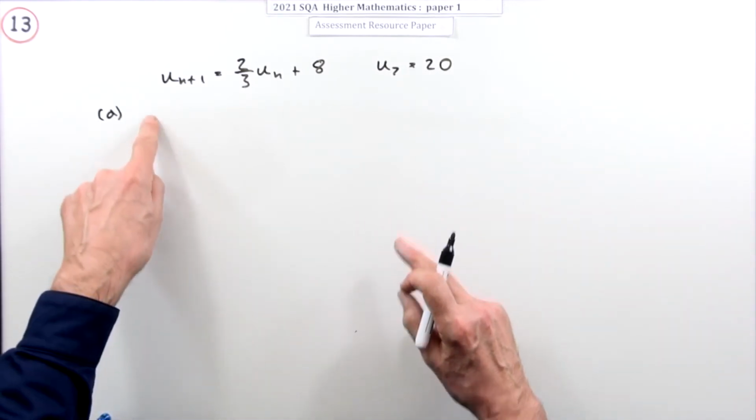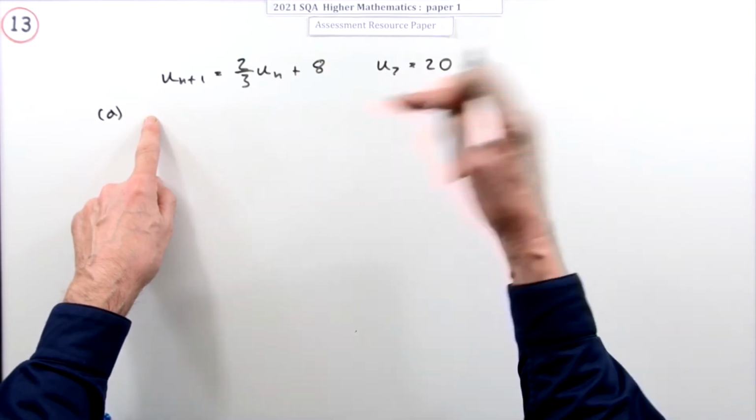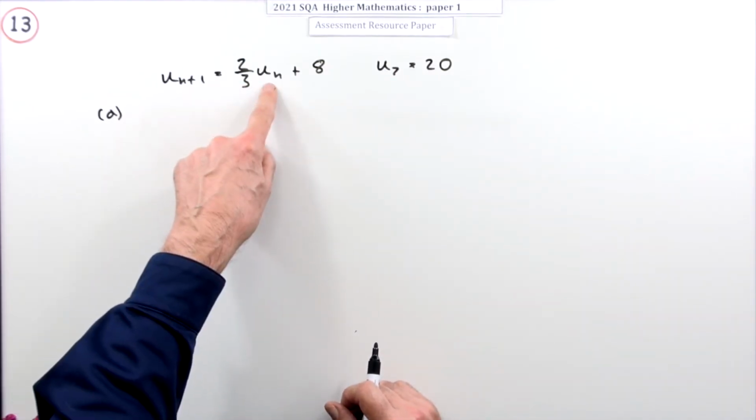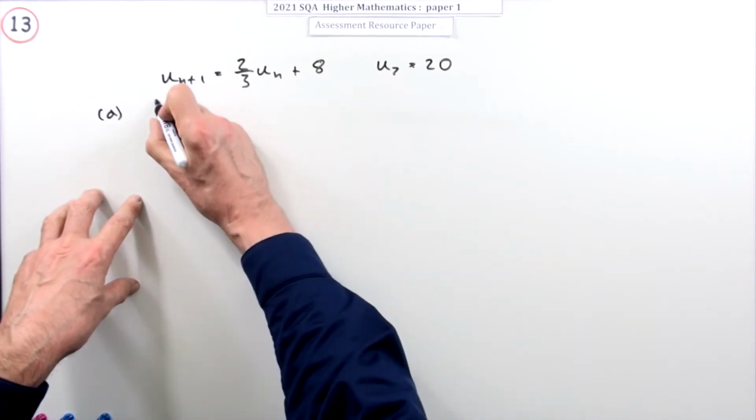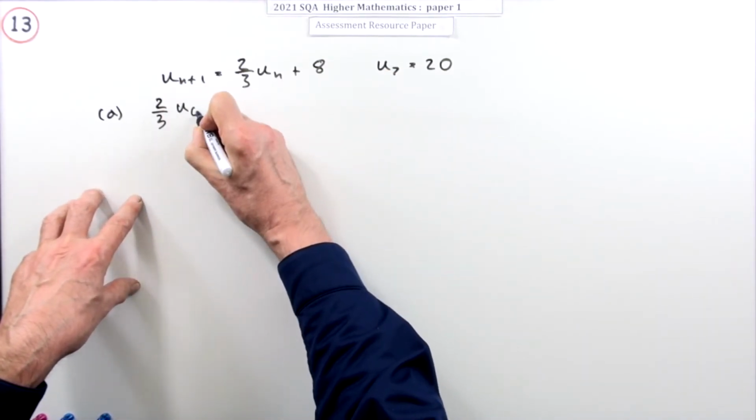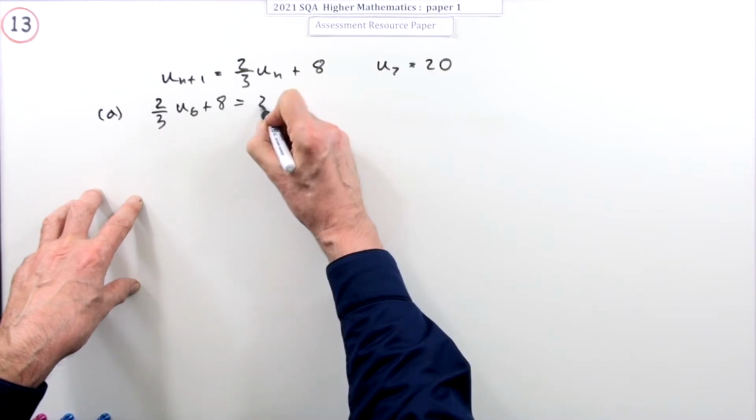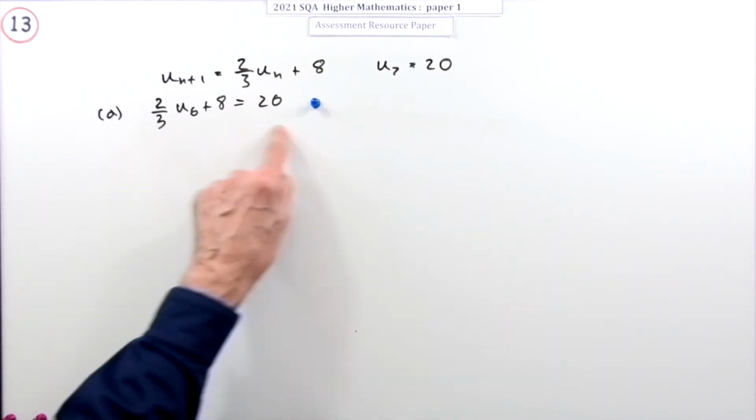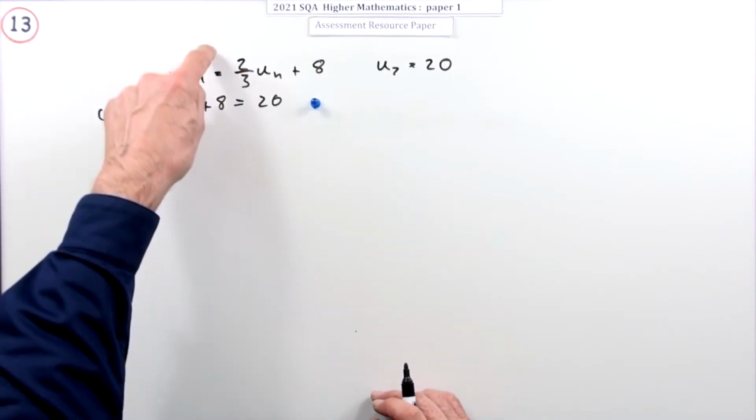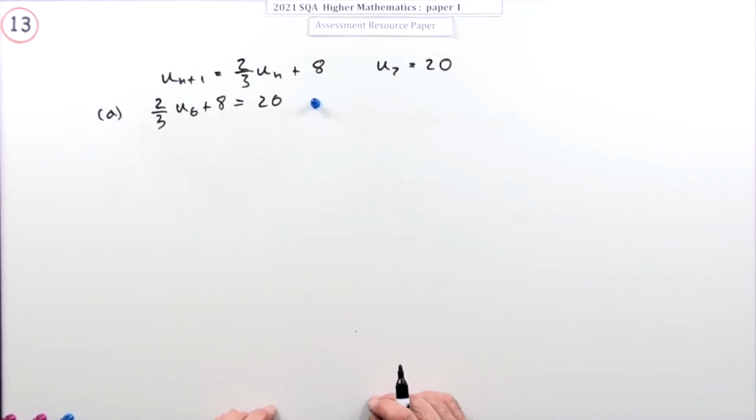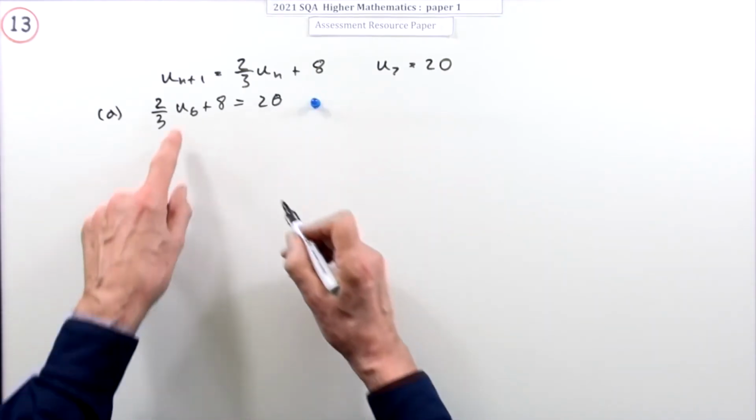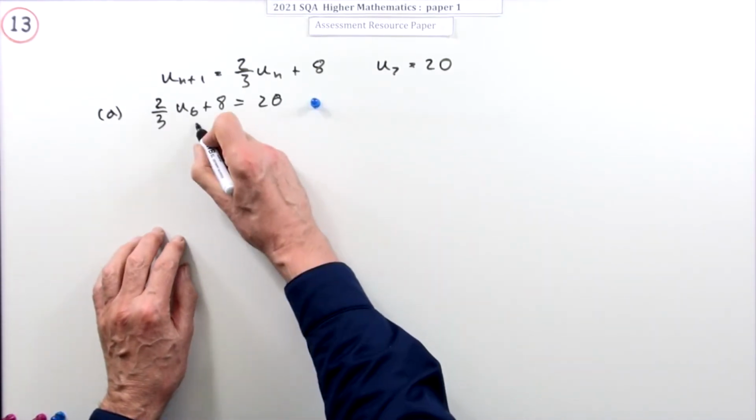Well, now if you want U5, it's telling you U7, so you have to go backwards. Well, if I know U7, I can find U6, because I know where it came from. So I know that 2/3 of U6 plus 8 gave me U7, which was 20. And that's the first mark, just for stating that properly, just for understanding this recurrence relation. So for the remaining mark, I've got to go through all of the calculations. I've got to get down to U5 eventually.